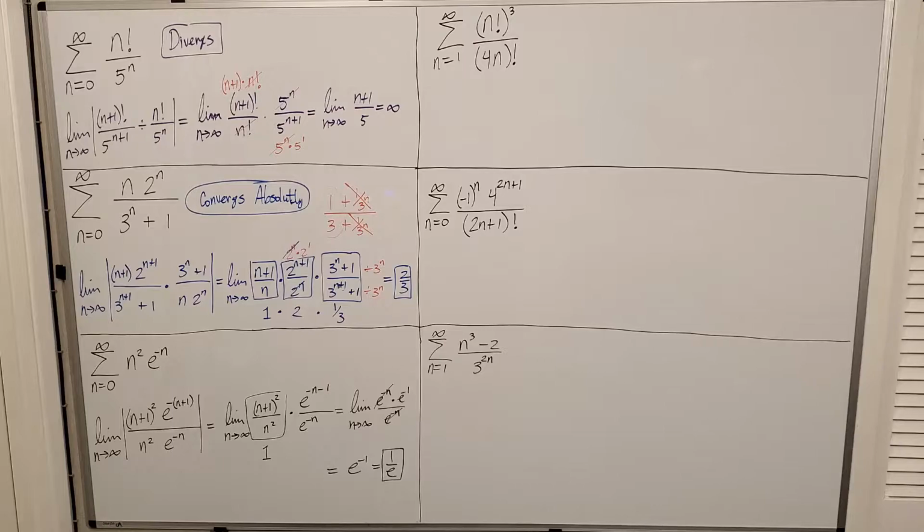And 1 over e is less than 1. I know that because e is greater than 1. E is 2.718, so it's almost 1 over 3. It's a little bit different than that, but close. And since this is less than 1, I can say that this series converges absolutely.